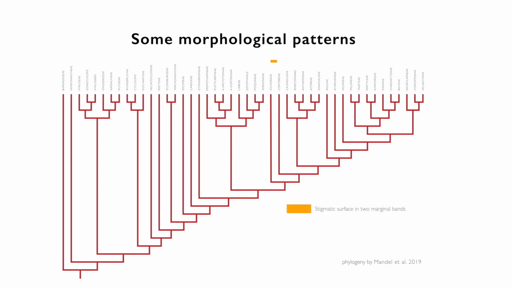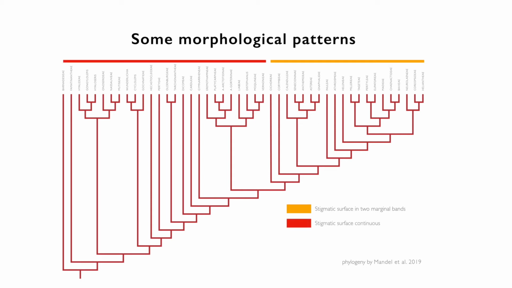If we look at the stigmatic surface, we'll notice that a good part of the family has the stigmatic surface in two marginal bands, while the rest has the stigmatic surface in a continuous surface.